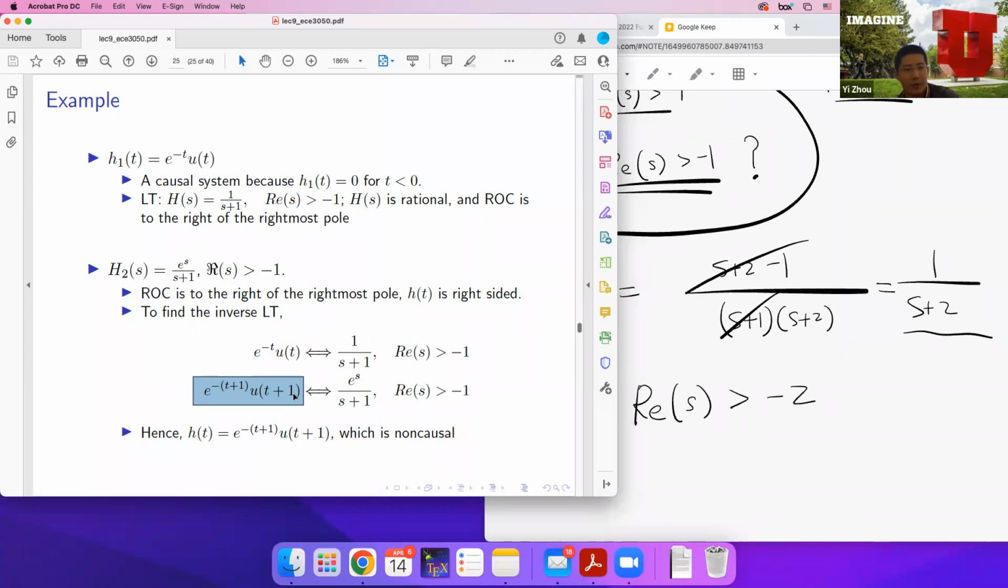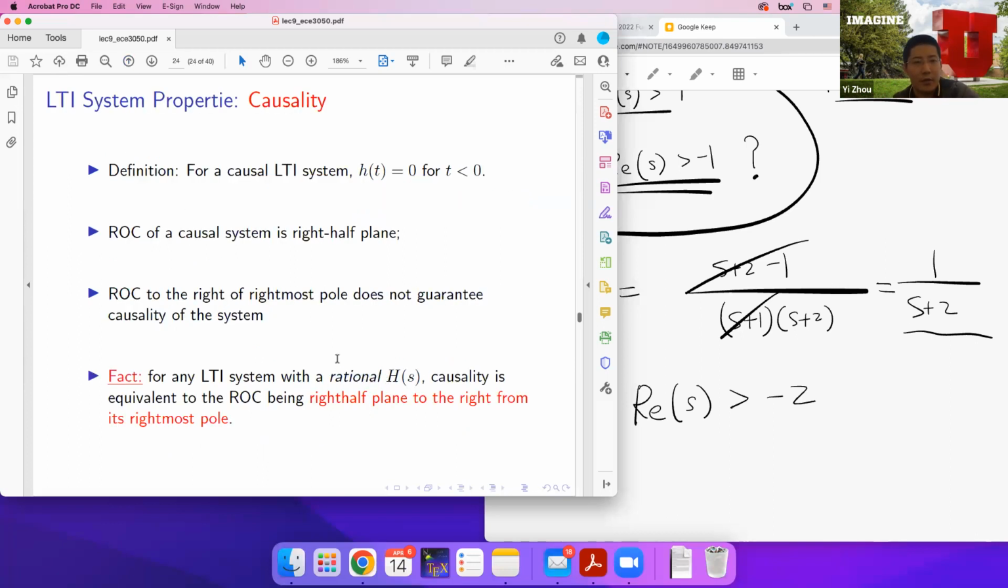And from here, you can see that because of u(t plus one), this is a step function shifted to the left by 1 unit. Therefore, the signal is not causal, right? Because it starts from negative one instead of zero. So this is not a causal impulse response, meaning that this LTI system is not causal. So this is a counterexample that shows that rationality is really, really important in this fact. Being rational is very important.